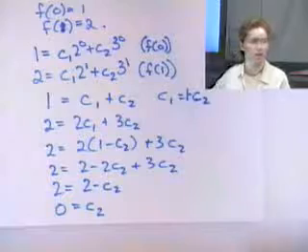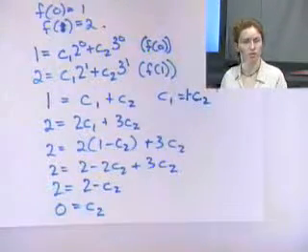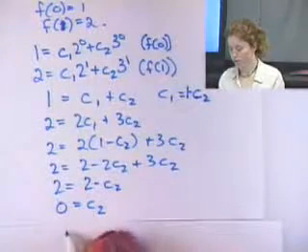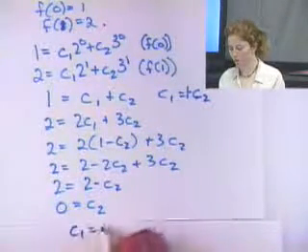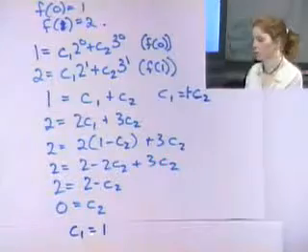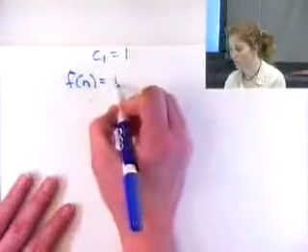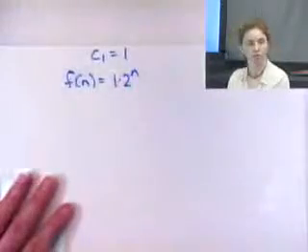Well, we can check it out and see if that works. Okay? It could easily be that. So that means that C1 equals 1, and we'll go back and check it out. If C1 equals 1, then that means that f of n is just equal to 1 times 2 to the n.